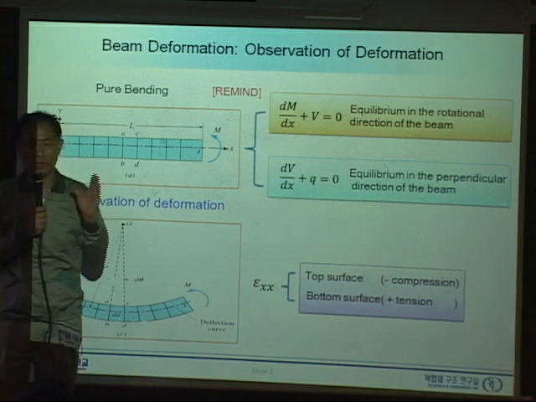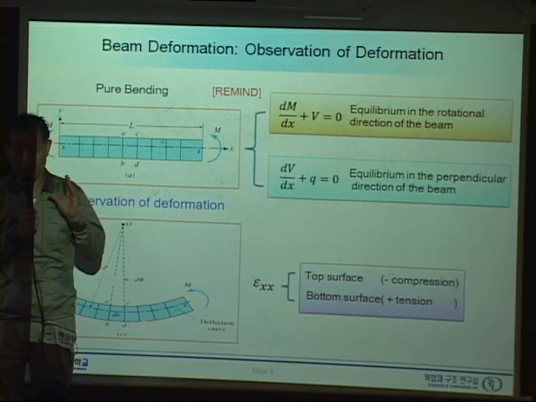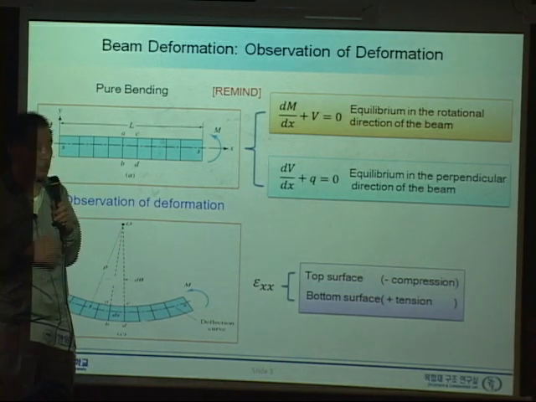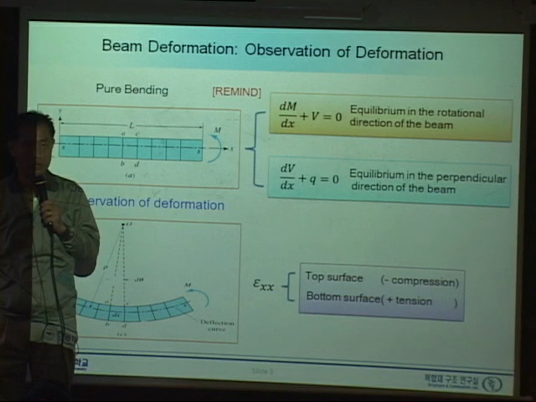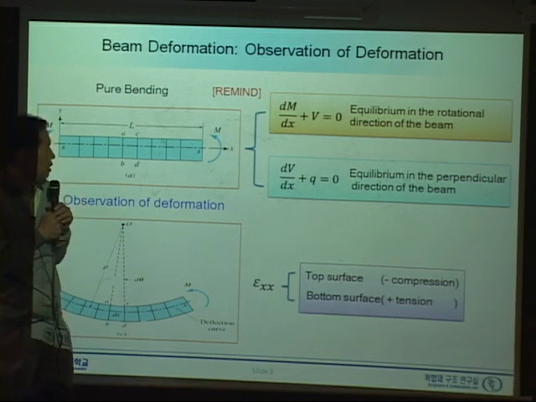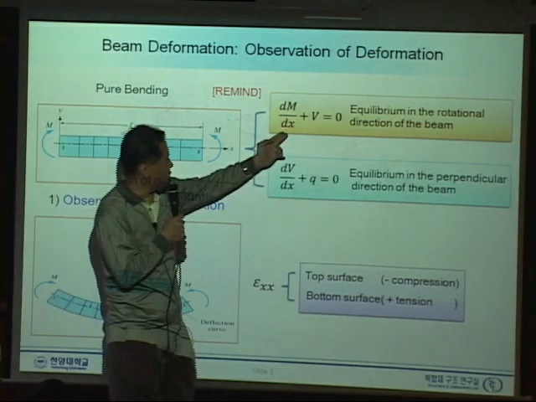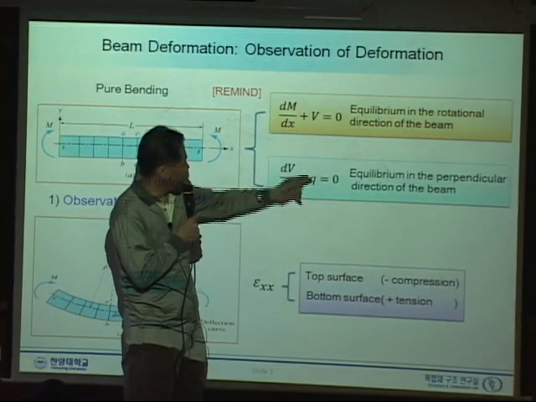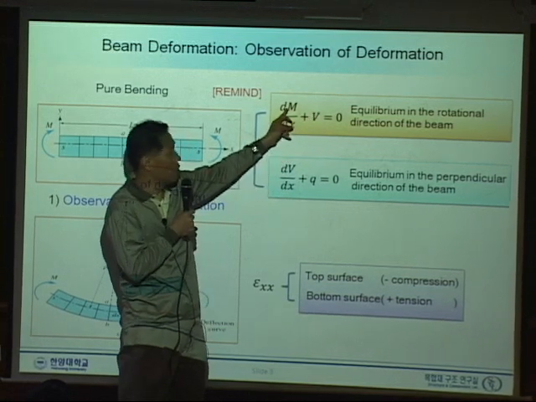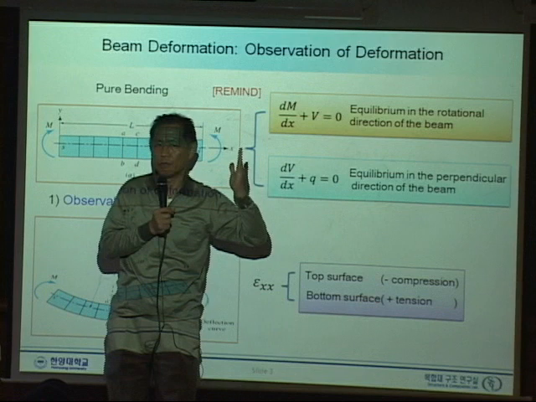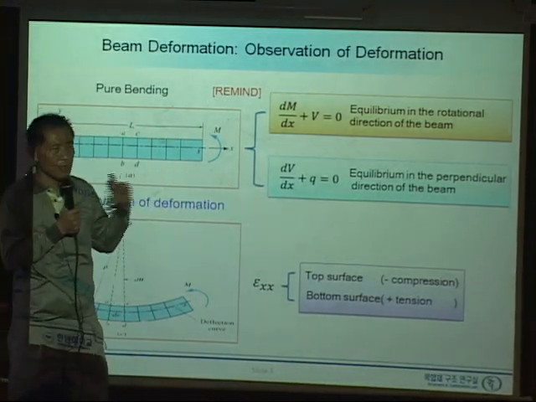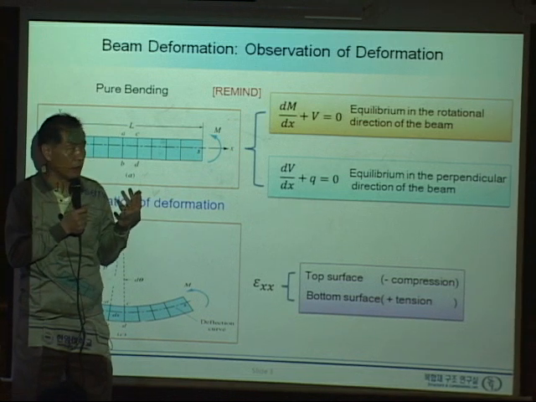Let's focus on bending moment only. Let's forget about the shear force; do not consider shear force at this point. We just consider pure bending moment. Pure bending moment means that if we don't have any shear force, V is 0, then the moment is always constant along the beam. So that is called pure bending moment.